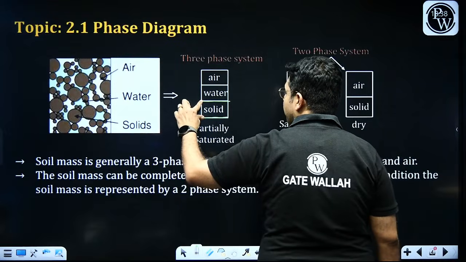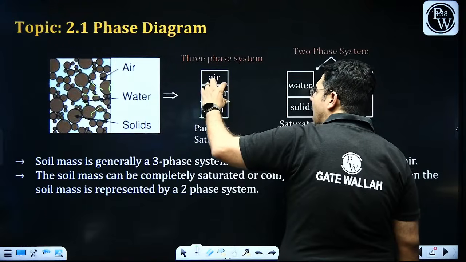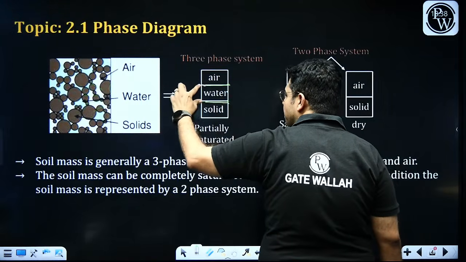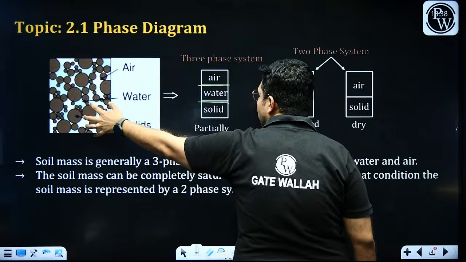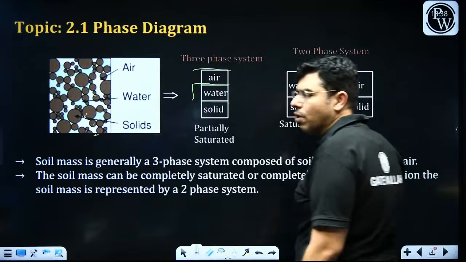No voids are there. If you take out water from here and pack it, this will be the space occupied by water in the soil mass, and this is the space occupied by air in the soil mass.